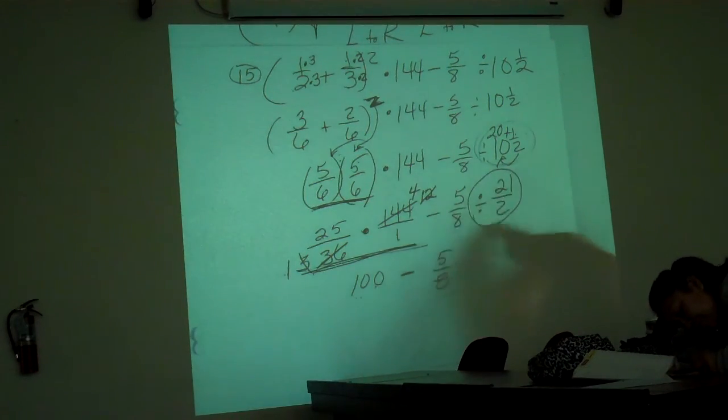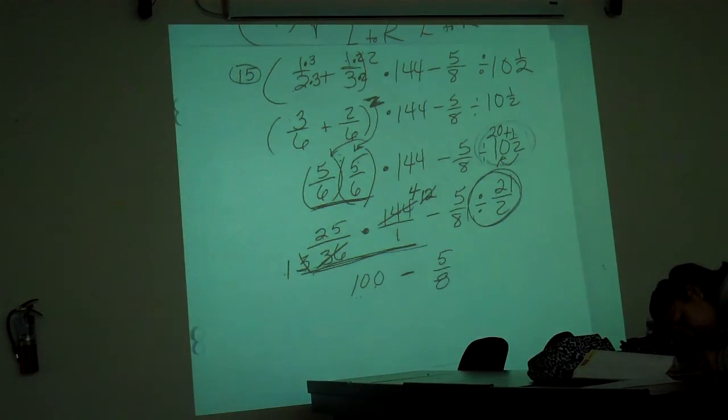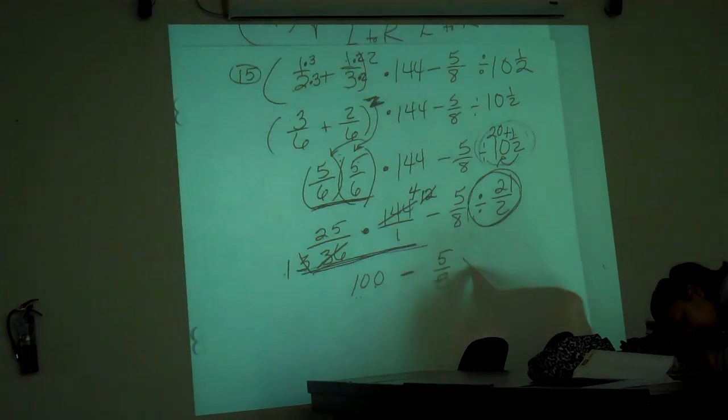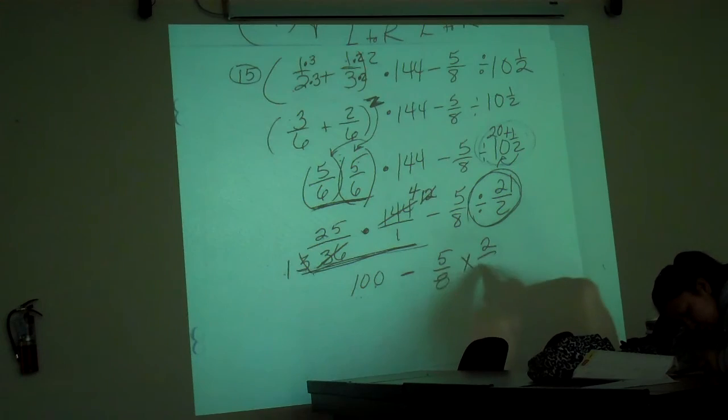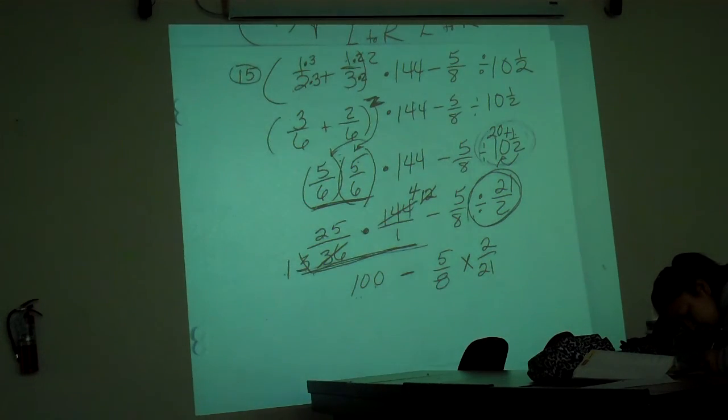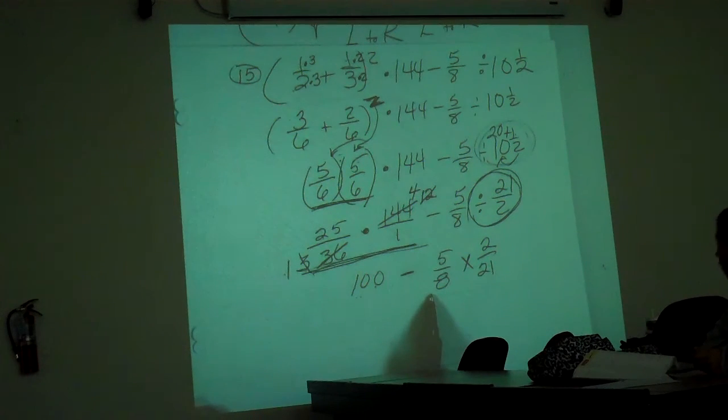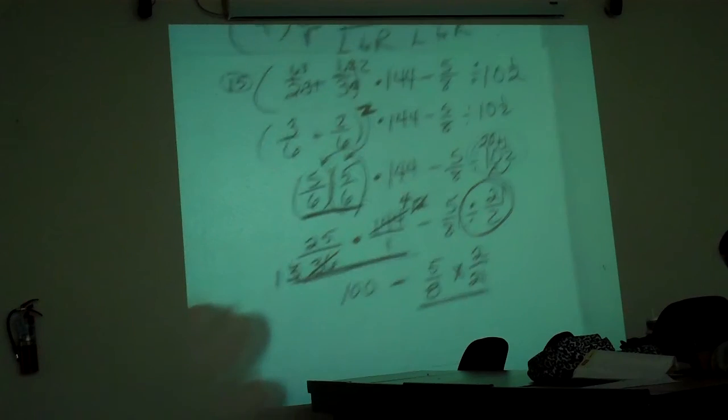When you divide by something, we need to multiply by the reciprocal. Multiply, flip it over. 2 on top, 21 on bottom. So what are we going to do next? 100 minus 5/8? We got to do our times. We still have to multiply before we do any adding and subtracting.